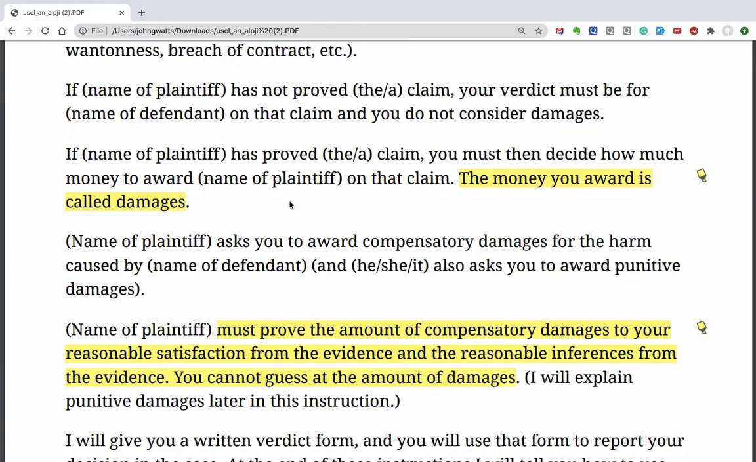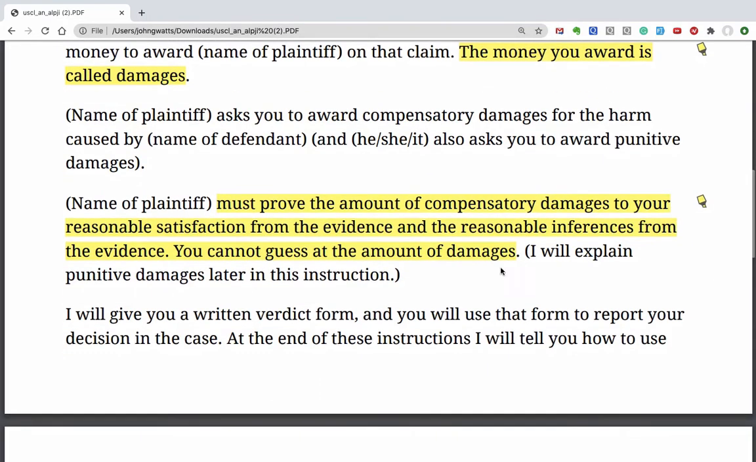The money you award is called damages. So that's why we often say something like, I'm bringing a lawsuit for money damages. Well, that's just what it's called in the law. The money that the jury awards to the plaintiff is damages. Now, this next paragraph talks about compensatory damages and, if it's appropriate, punitive damages. And there are separate charges on those.